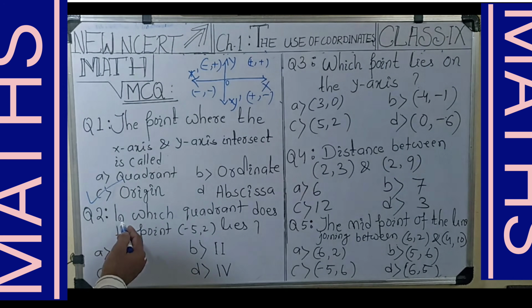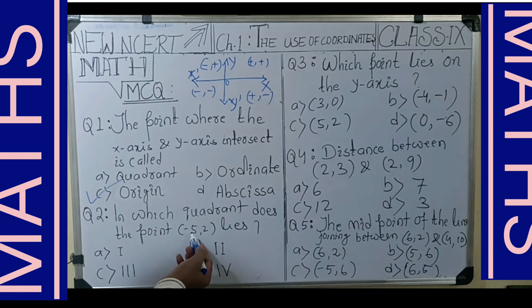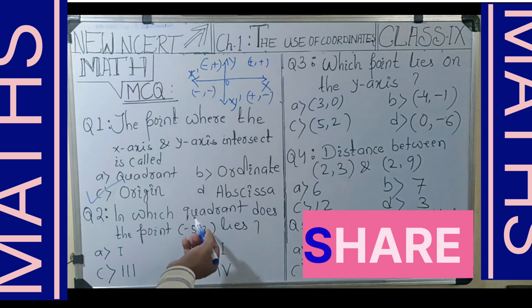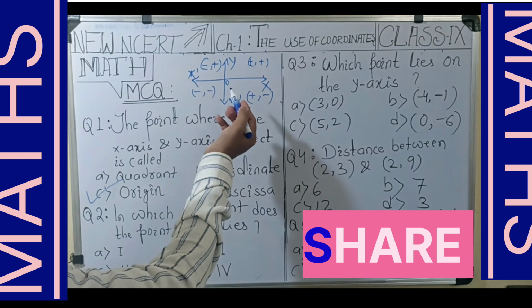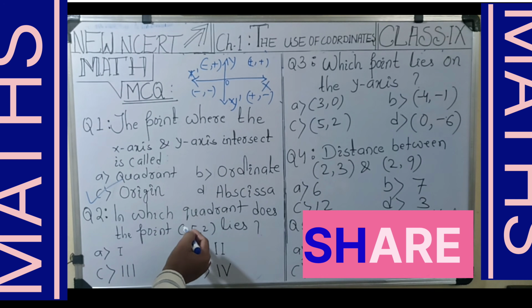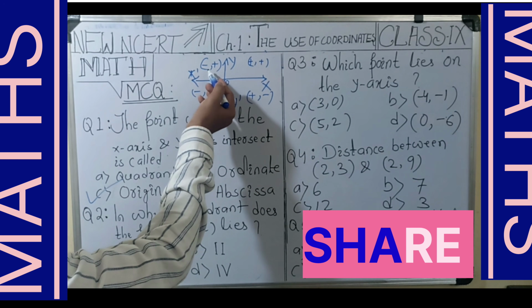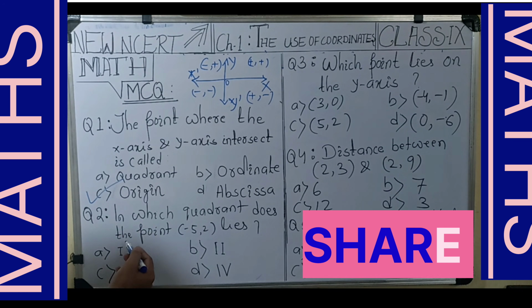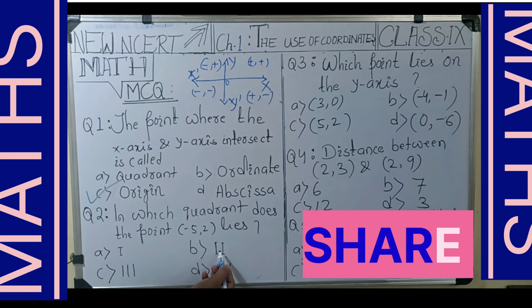Next, question number 2: in which quadrant does the point (-5, 2) lie? Here the coordinate signs are minus plus, right? In which quadrant are the coordinates minus and plus? In the second quadrant, students. So the answer of this question will be option number B, that is the second quadrant.